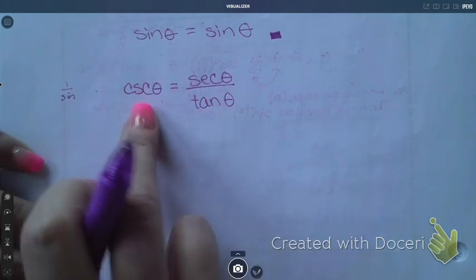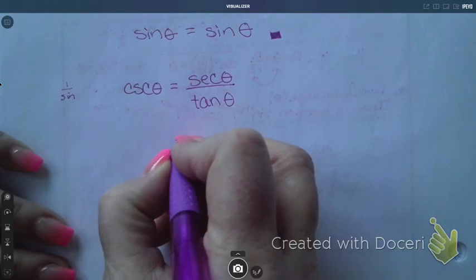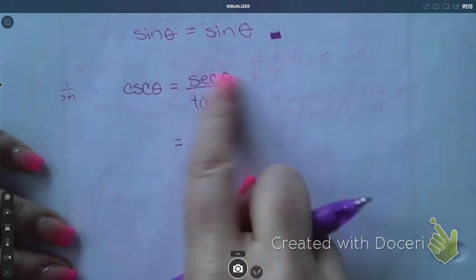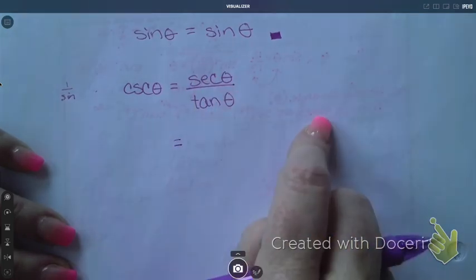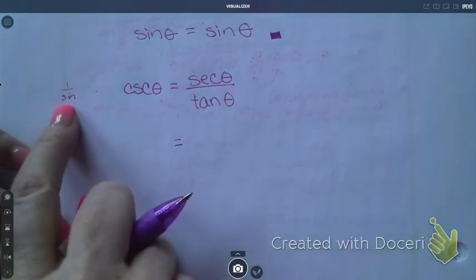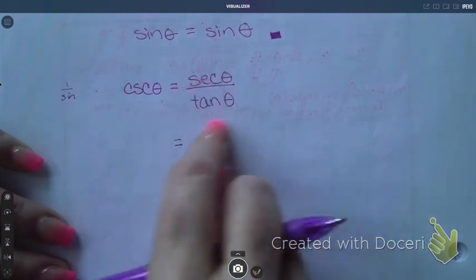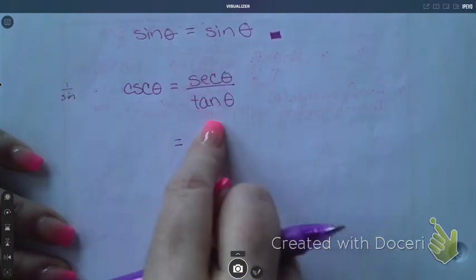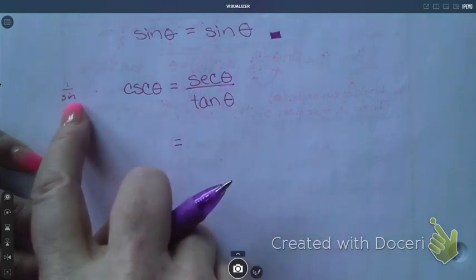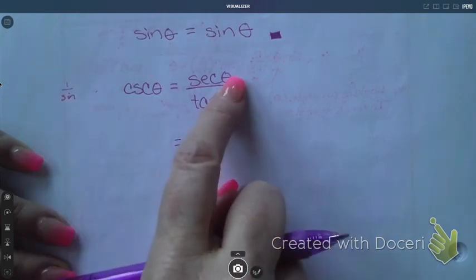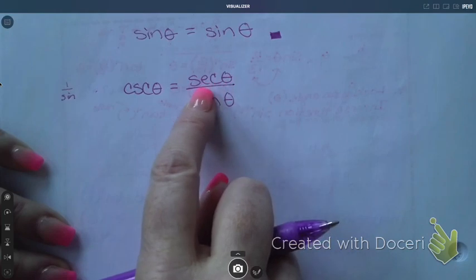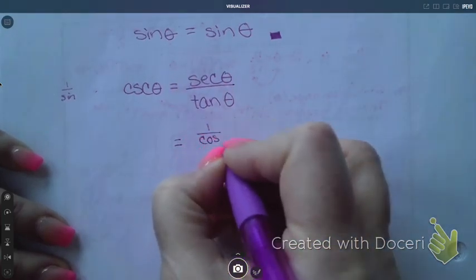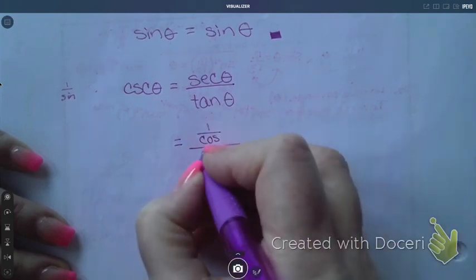Okay. So what do you guys think you might want to do with this? I don't know, Miss May. Well, what do I eventually have to get? 1 over sine. So what do I need to do with these? Make them into what and what? Sines and cosines. If I've got to get here eventually, I got to do that over here, yes? Okay, so secant is what? 1 over cosine. And then we have sine over cosine.